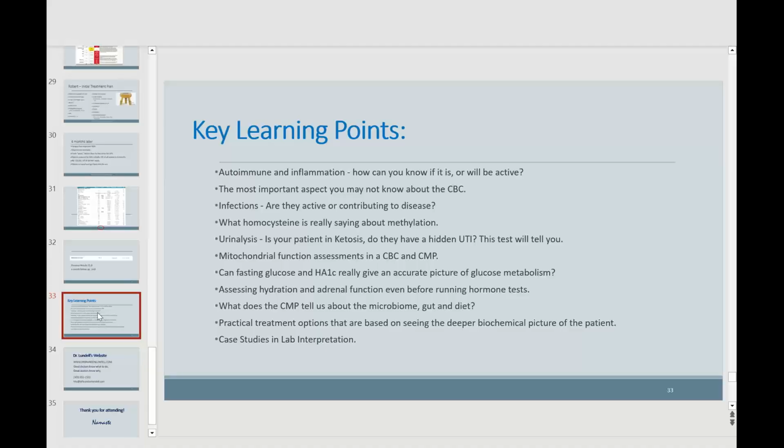We talked about ketosis in urinalysis, hidden UTIs, mitochondrial function such as creatine kinase, LDH, carbon dioxide. Fasting glucose and hemoglobin A1C, yes, it can give you an accurate picture, but be careful if you are taking antioxidants. It will increase the hemoglobin A1C. Hydration and adrenal function, again, that's serum sodium. It is albumin and hematocrit. The CMP, about the microbiome, gut, and diet, that's BUN and creatinine, BUN being low protein intake or low good bacteria. High may actually be dysbiosis and SIBO.